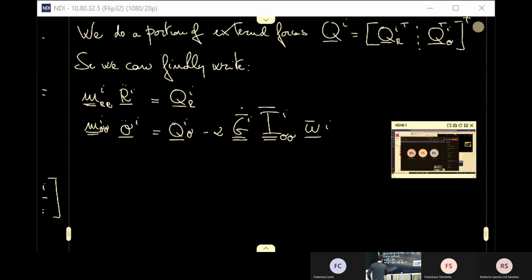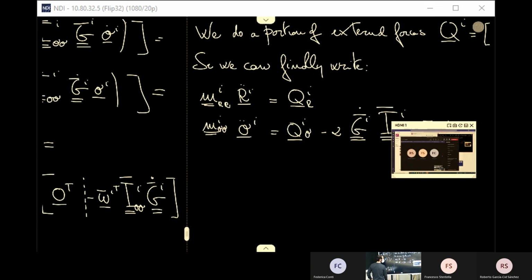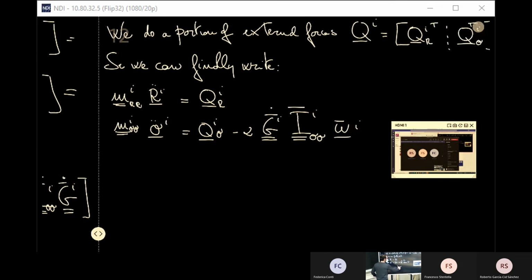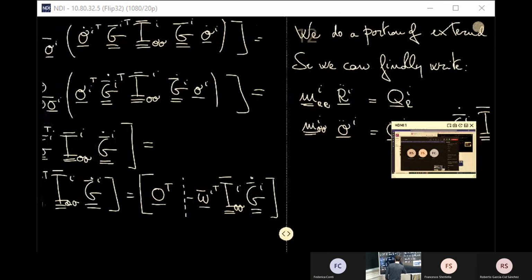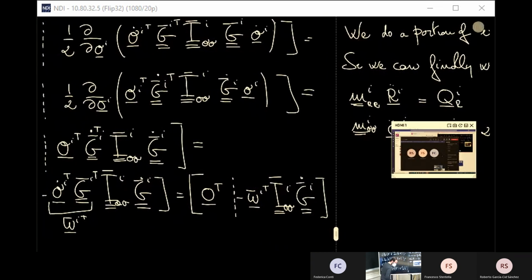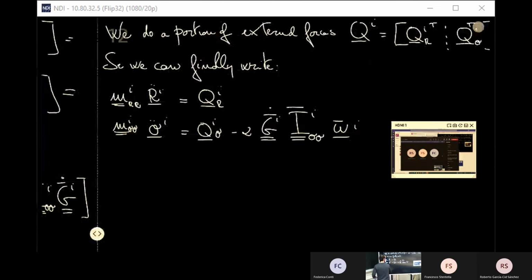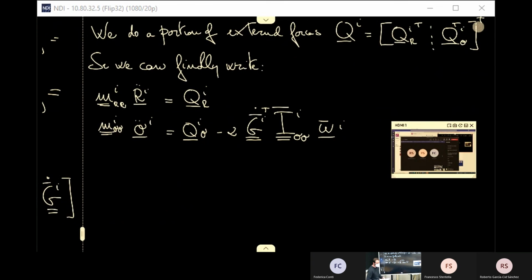This basically comes from this one here when you put it on the other side, because then you have to do a transpose on this one, if you remember. A transpose operation. Yes, indeed, there is a G transposed. Yes, I forgot. Correct.